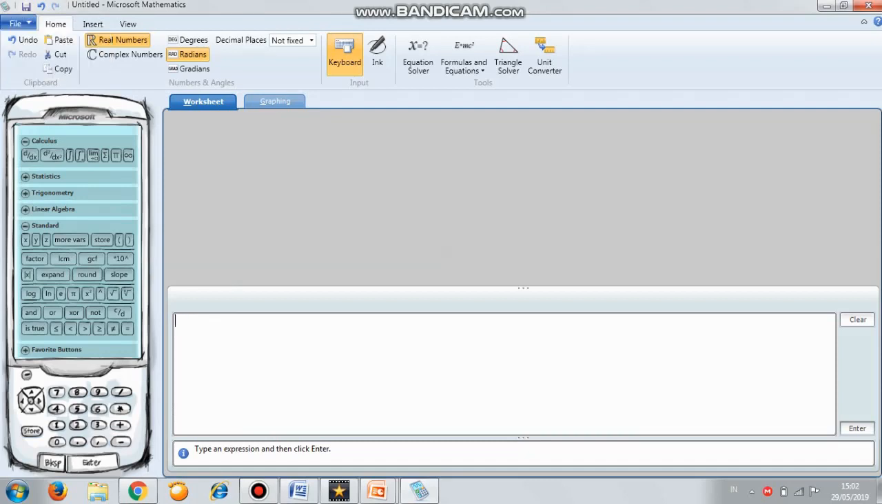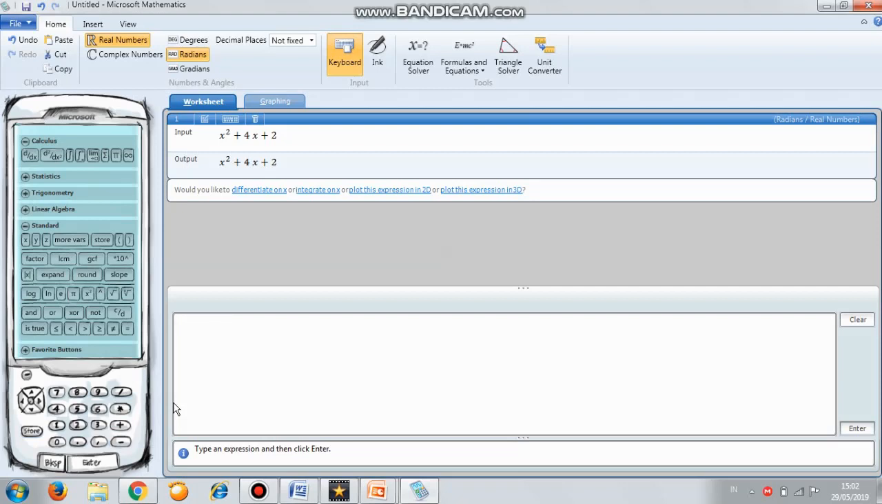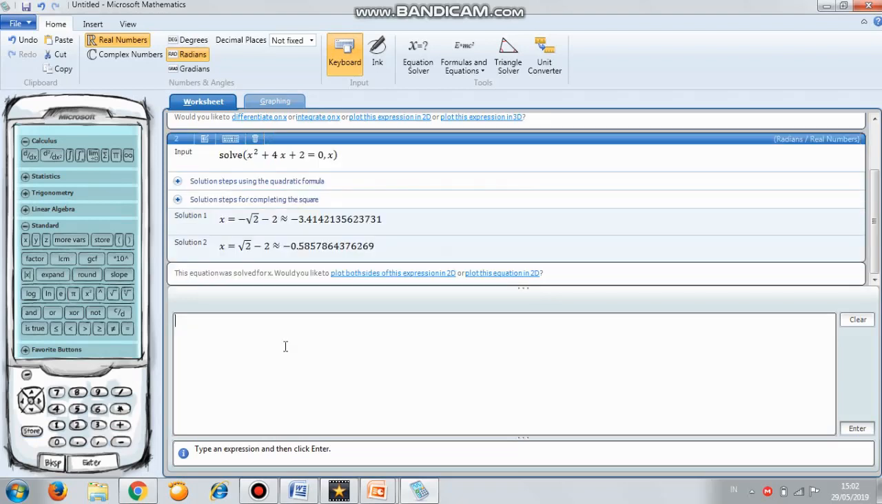So we will explain what happens if D is more than 0. For example, we use x squared plus 4x plus 2, then enter. Oh, we forgot the 0. It's equal to 0, then click enter. The solutions are x equals minus root of 2 minus 2, and x equals root of 2 minus 2.